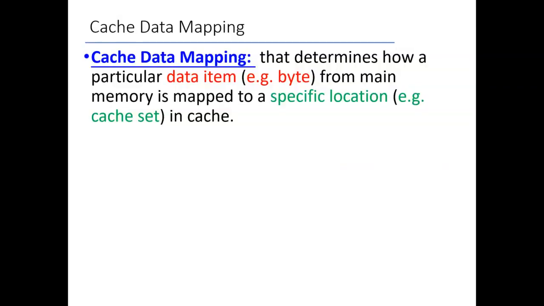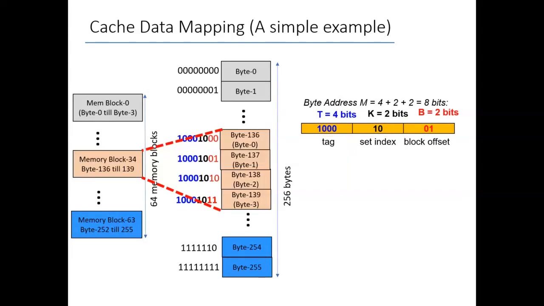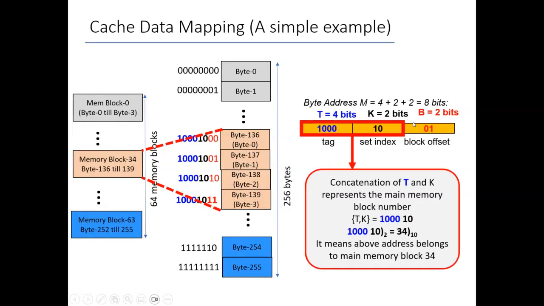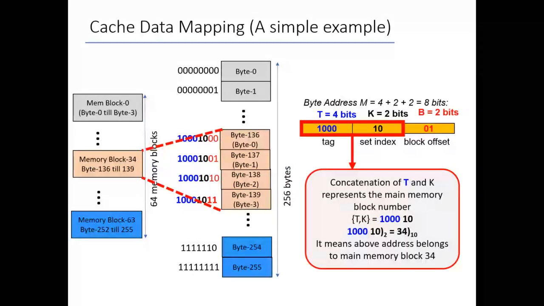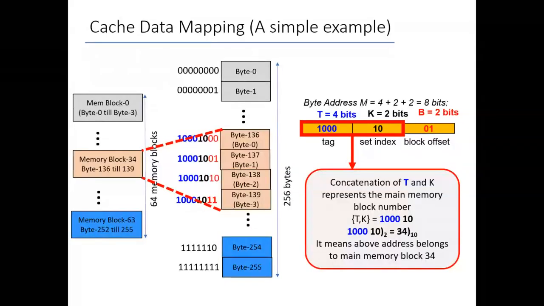The cache data mapping determines how a particular data item, for instance, a particular byte from main memory, is mapped to a specific location, to which set and to which way within that set. We need to know that. Now this is my byte address, and the byte address consists of 8 bits. How do we know to which main memory block it is mapped? We concatenate the t bits and the k bits. When we concatenate the t bits and the k bits, it represents the main memory block number.